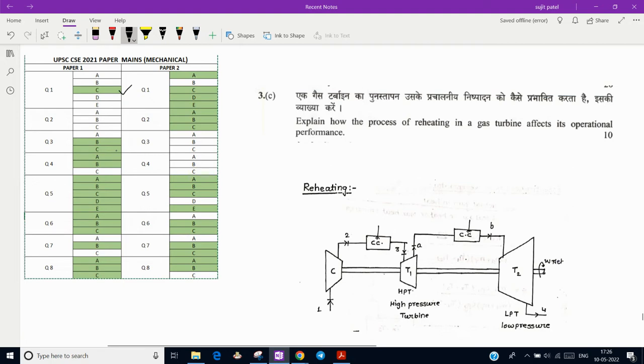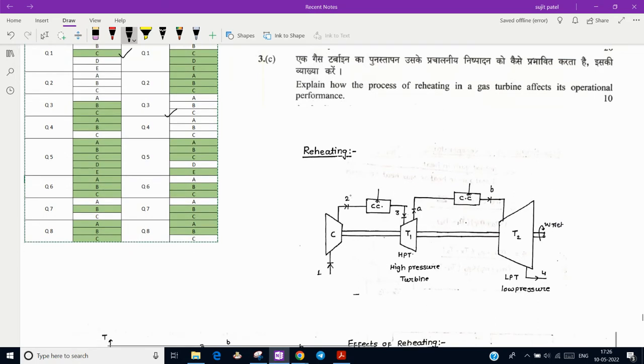And let's start question number 3C of paper 2. This question: explain how the process of reheating in a gas turbine affects its operational performance. So what is reheating? Here is a schematic diagram of reheating.